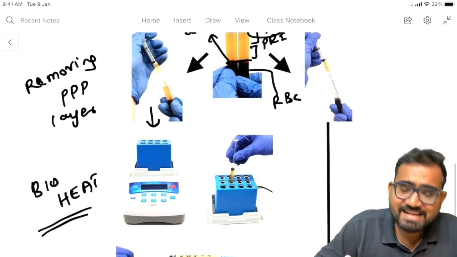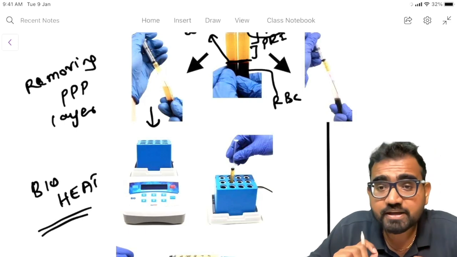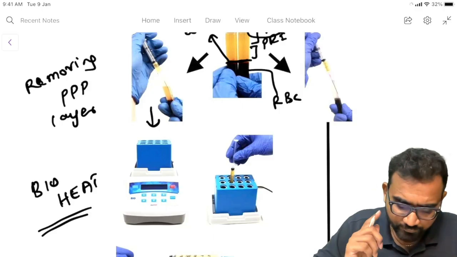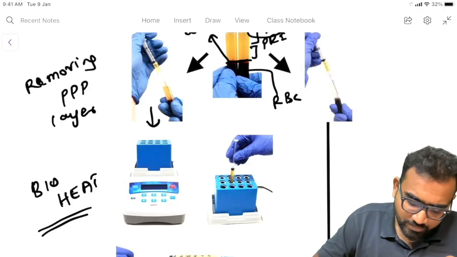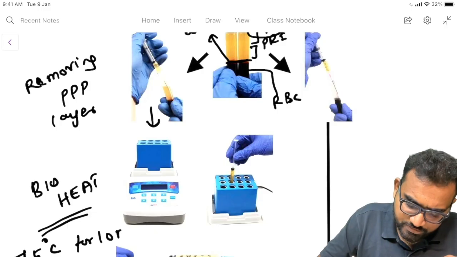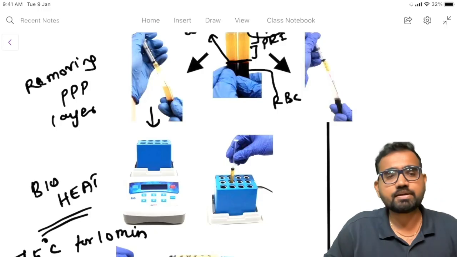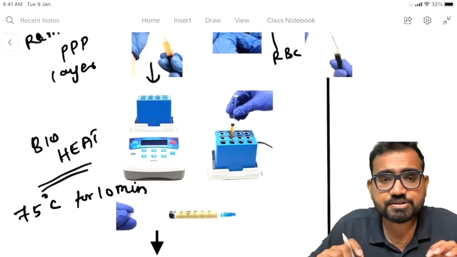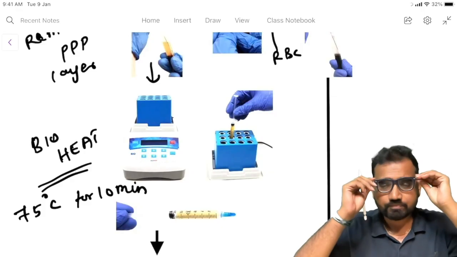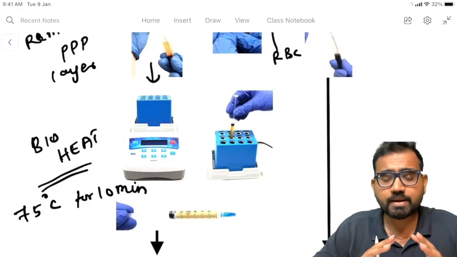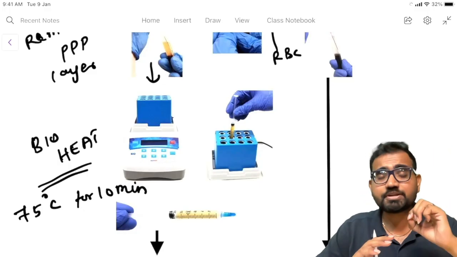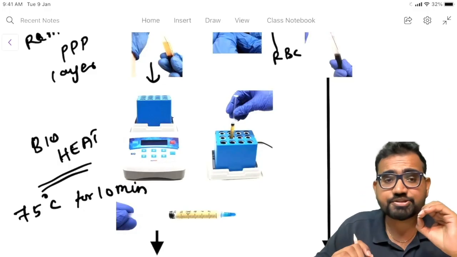This heating part is very important, because it is the one that is going to extend the resorption rate. I'll tell you how. I am heating it at 75 degrees Celsius for 10 minutes. I take the PPP layer out of the obtained PRF, and it is kept in a BioHeat machine and heated at 75 degrees Celsius for 10 minutes.